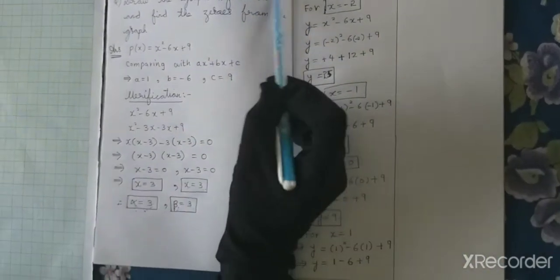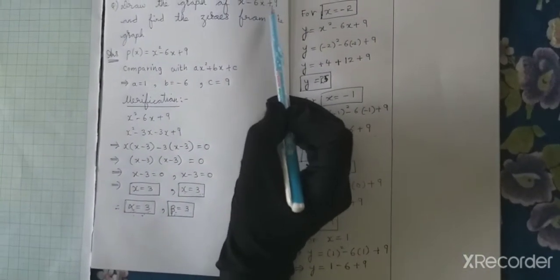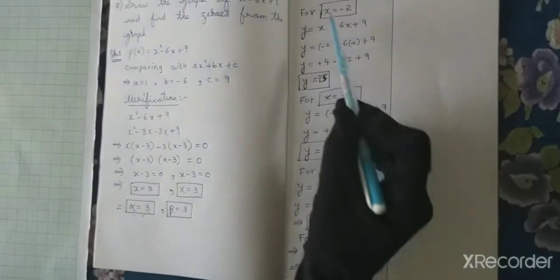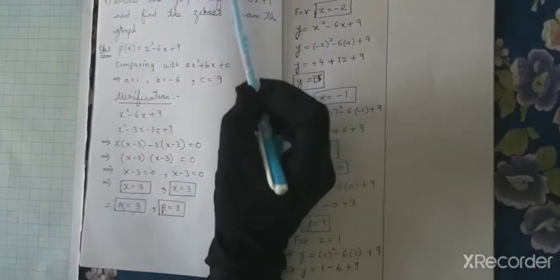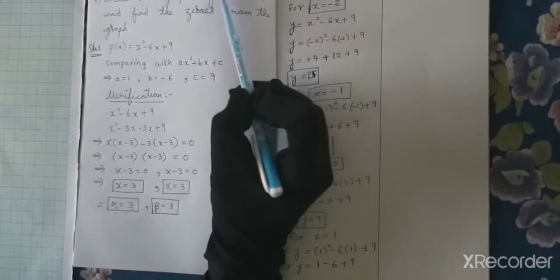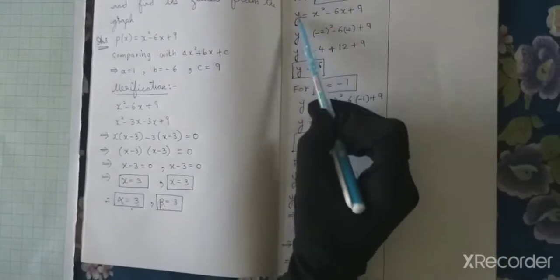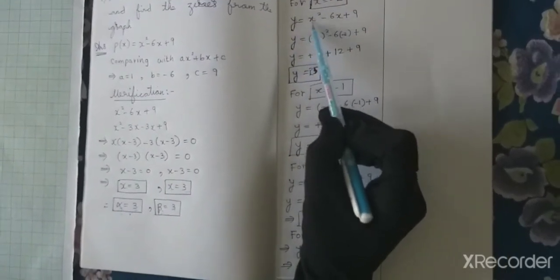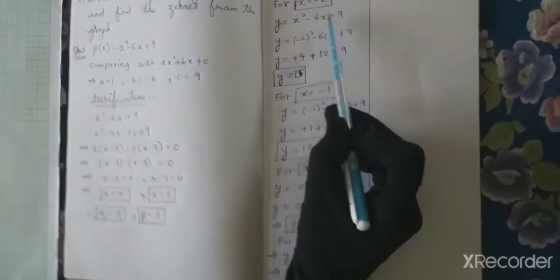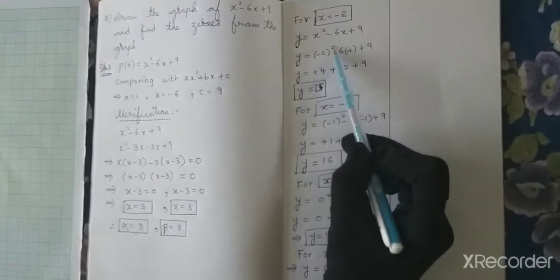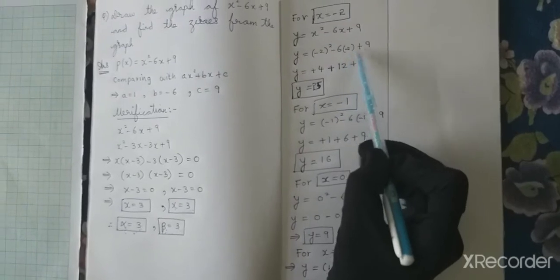In this particular equation of x squared minus 6x plus 9, I will substitute different values of x and find out what is y. What is y means? I will just equate this x squared minus 6x plus 9 to y. Okay, so when I substitute x is equal to minus 2, I am getting y is equal to, in this equation, x squared minus 6x plus 9. What did I say? Substitute this minus 2 in x. So y is equal to minus 2 whole squared minus 6 into minus 2 plus 9.